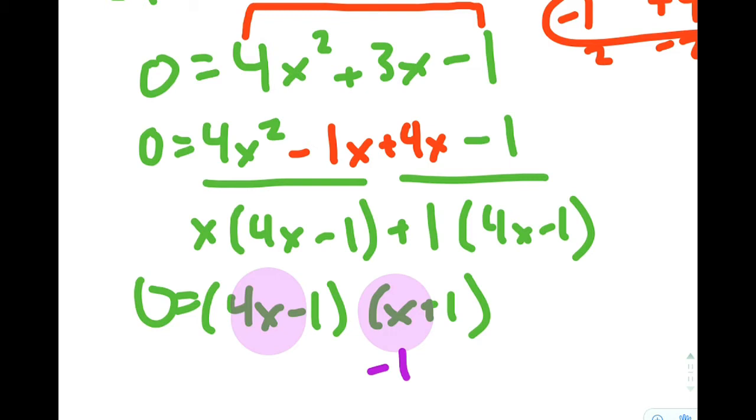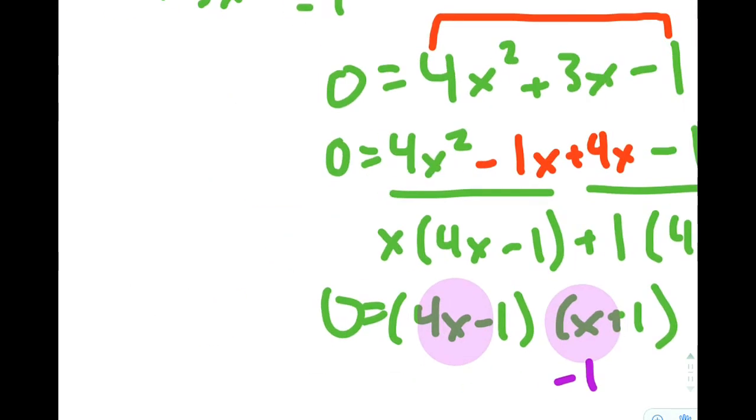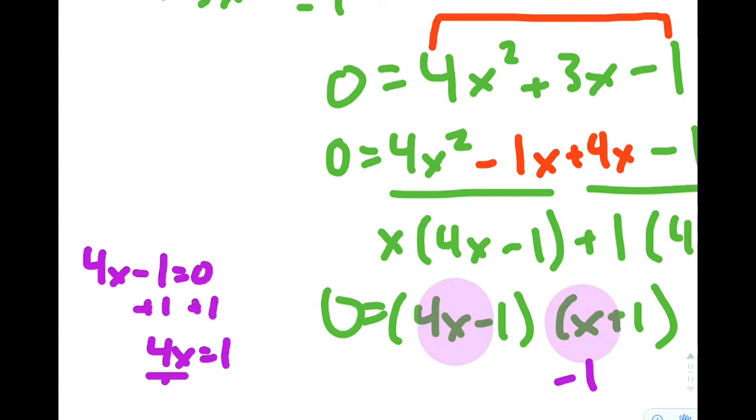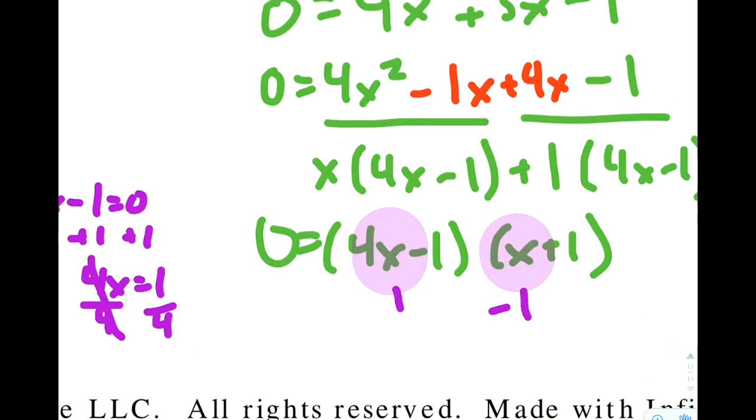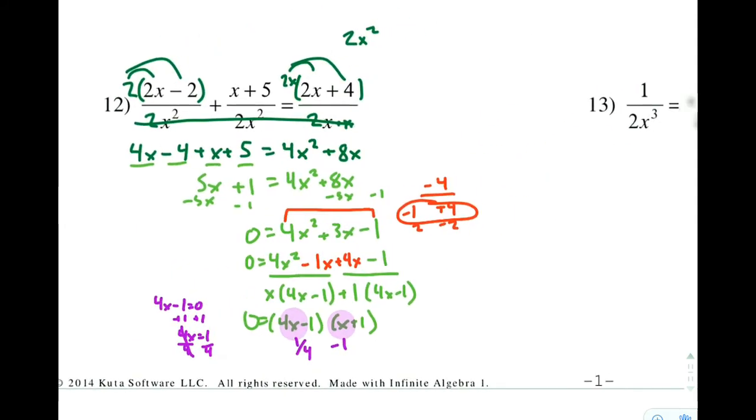For this one over here, 4x minus 1, a little less obvious, so let's write it out. 4x minus 1 equals 0. Add 1 to both sides. 4x equals 1. Divide by 4. X equals 1/4. So 1/4 is going to be the other solution. So after all that work, we have two answers, 1/4 and negative 1.